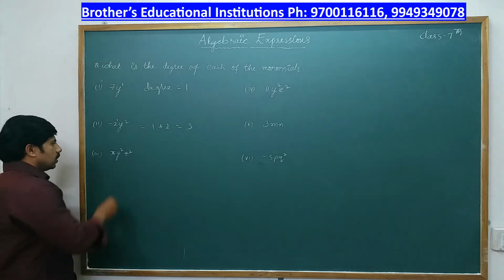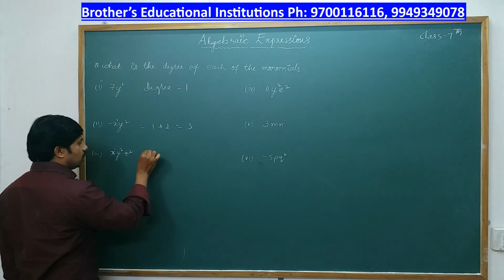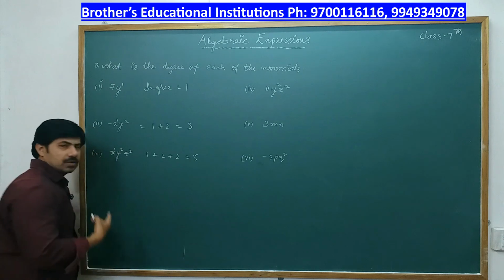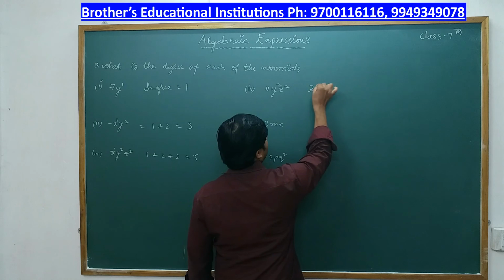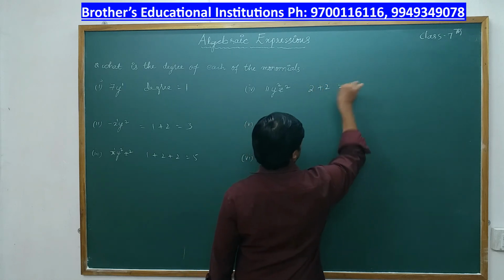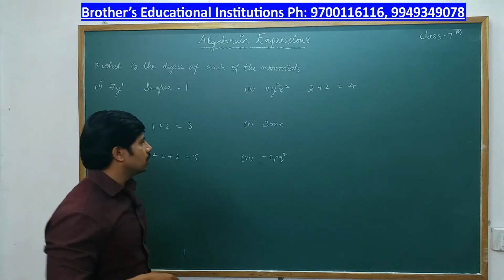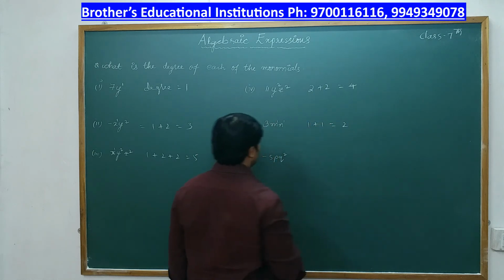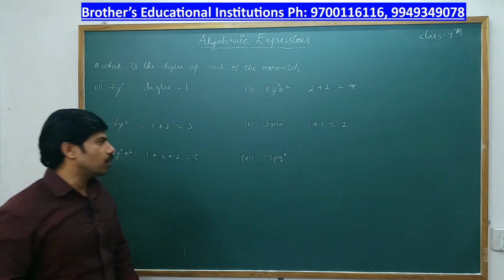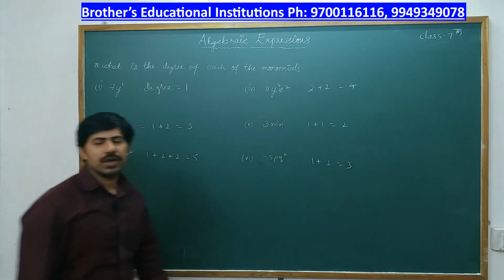The next one, x y square z square, is a monomial. The power of x is 1. If we add 1 plus 2 plus 2, we will get 5. So the degree is 5. Then 11 y square z square. The powers of y and z together we can add in the case of a monomial. So the degree of 11 y square z square is 4. Then 3mn, power of m is 1, n is 1, so 1 plus 1 is 2. And minus 5p q square, the degree is 1 plus 2, it is 3. Okay, so this is completed.